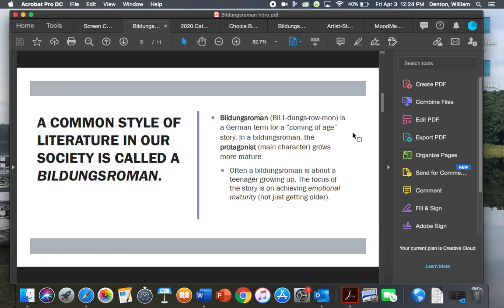There's specific criteria that need to be in it to make it a Bildungsroman, but long story short, the protagonist, the main character, has to grow more mature. Oftentimes, a Bildungsroman is about a teenager growing up. The focus of the story is on achieving emotional maturity, not just getting older. A Bildungsroman is not a story where the person just gets older. They have to mature emotionally. But traditionally, it involves someone young who has to grow up.